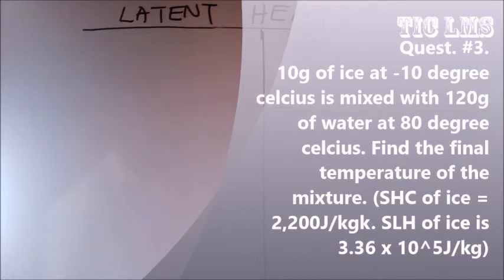Find the final temperature of the mixture. Taking the specific heat capacity of ice to be equal to 2200 joules per kilogram per Kelvin, the specific latent heat of ice is 3.36 times 10 raised to the power 5 joules per kilogram, and the specific heat capacity of water is 4200 joules per kilogram per Kelvin.